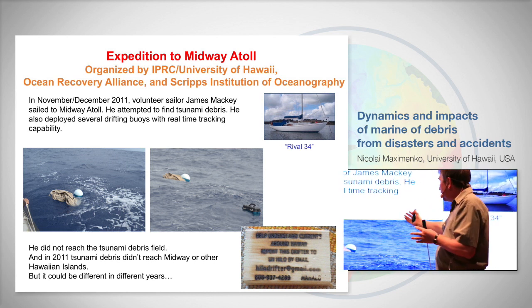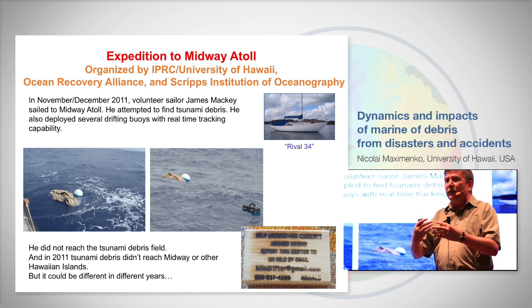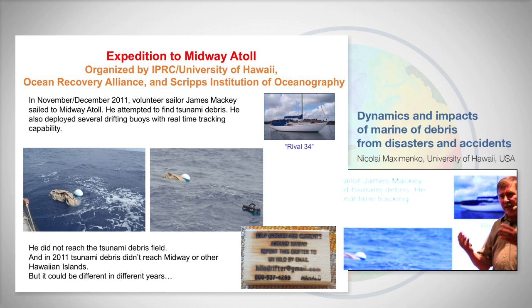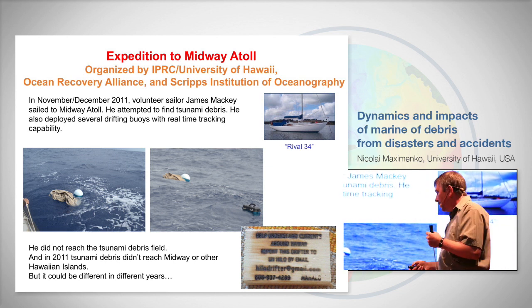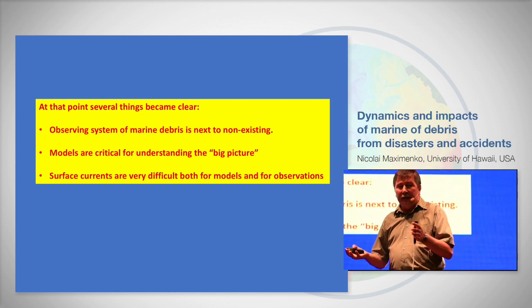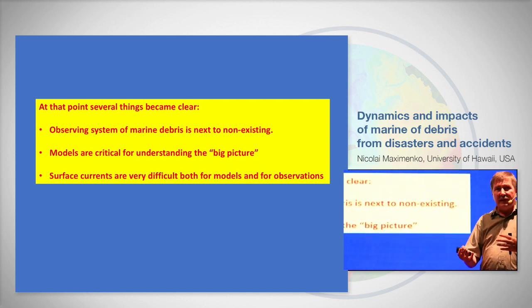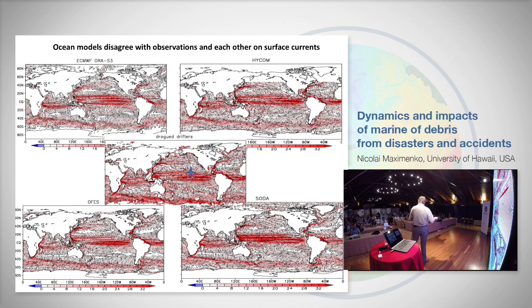And because it was wintertime, it was December, it was really stormy, and they could not reach exactly the area of interest, but where they were, they did not see tsunami debris. And that was puzzling, because the model was predicting that it must hit Midway. So at that time we realized that we don't have an observing system of marine debris, and we cannot accomplish much without adequate models. And we also realized that modeling is going to be difficult. As we mentioned yesterday, different models give somewhat different results when applied to surface drift.